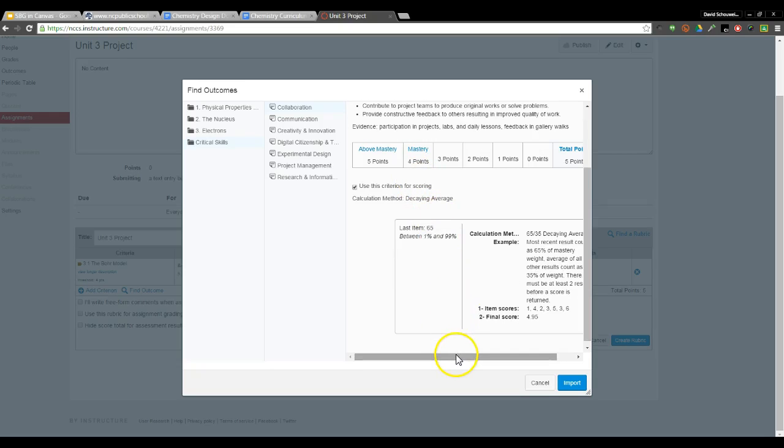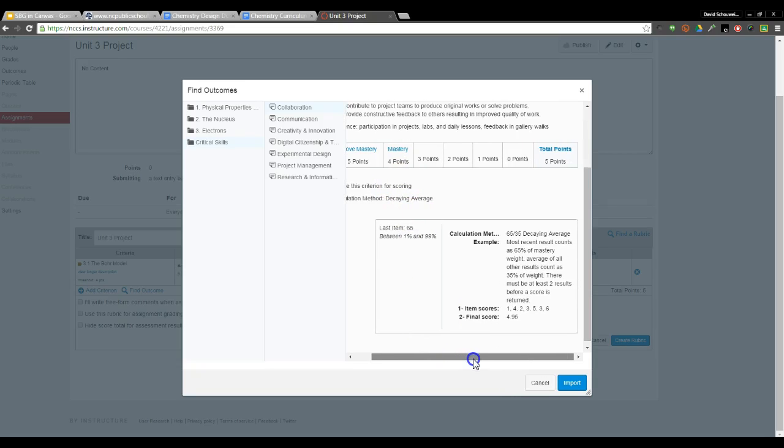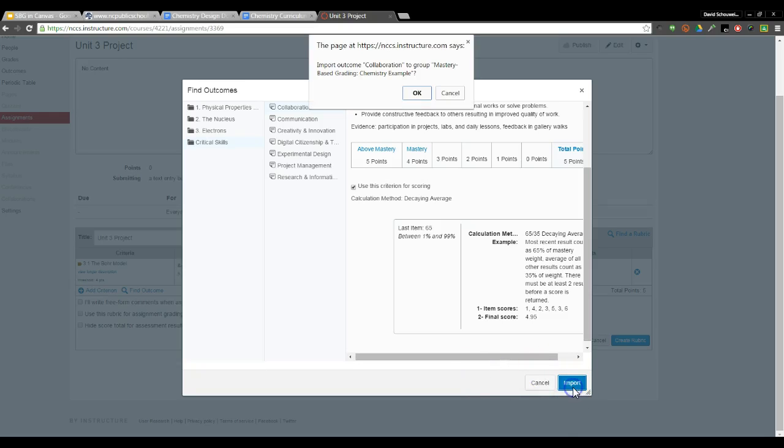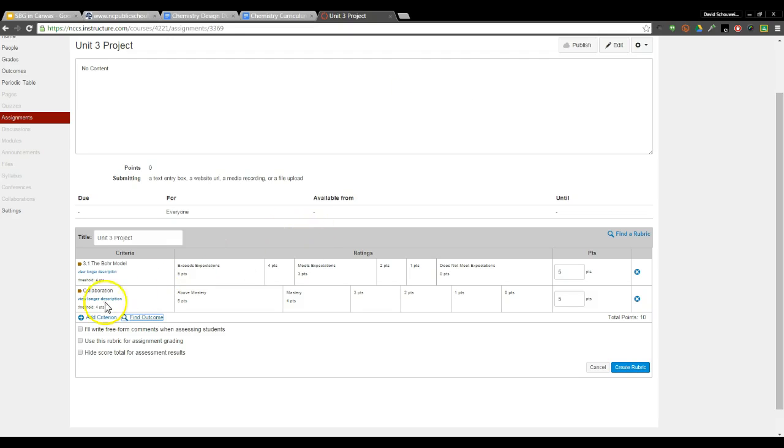And for this one, I decided to assess it as a decaying average. Okay, that's because I want students to take every project and every opportunity to demonstrate the skill seriously. And even though it will reward them for growing by the end of the semester, so if they are pretty poor at collaborating in the beginning but really grow in their collaboration, then they can earn pretty close to 100% on this objective. And so I'm going to import that as well to indicate to my students that in this project I'm going to be assessing their ability to collaborate.